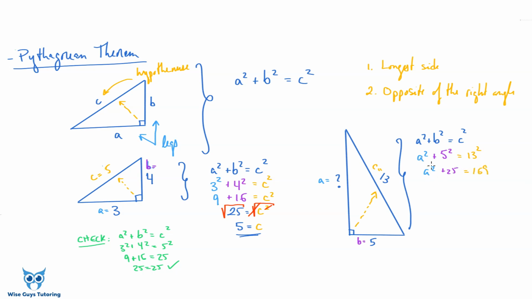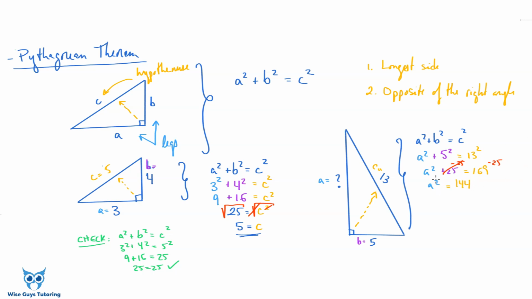Now, how do I get A all alone? Well, I got to get rid of that 25. So I do minus 25, which is the inverse of plus 25. I do minus 25 on the right. Boom, this one is gone. Now I have A squared left on that side. And I have 169 minus 25, which is 144 on the right side.